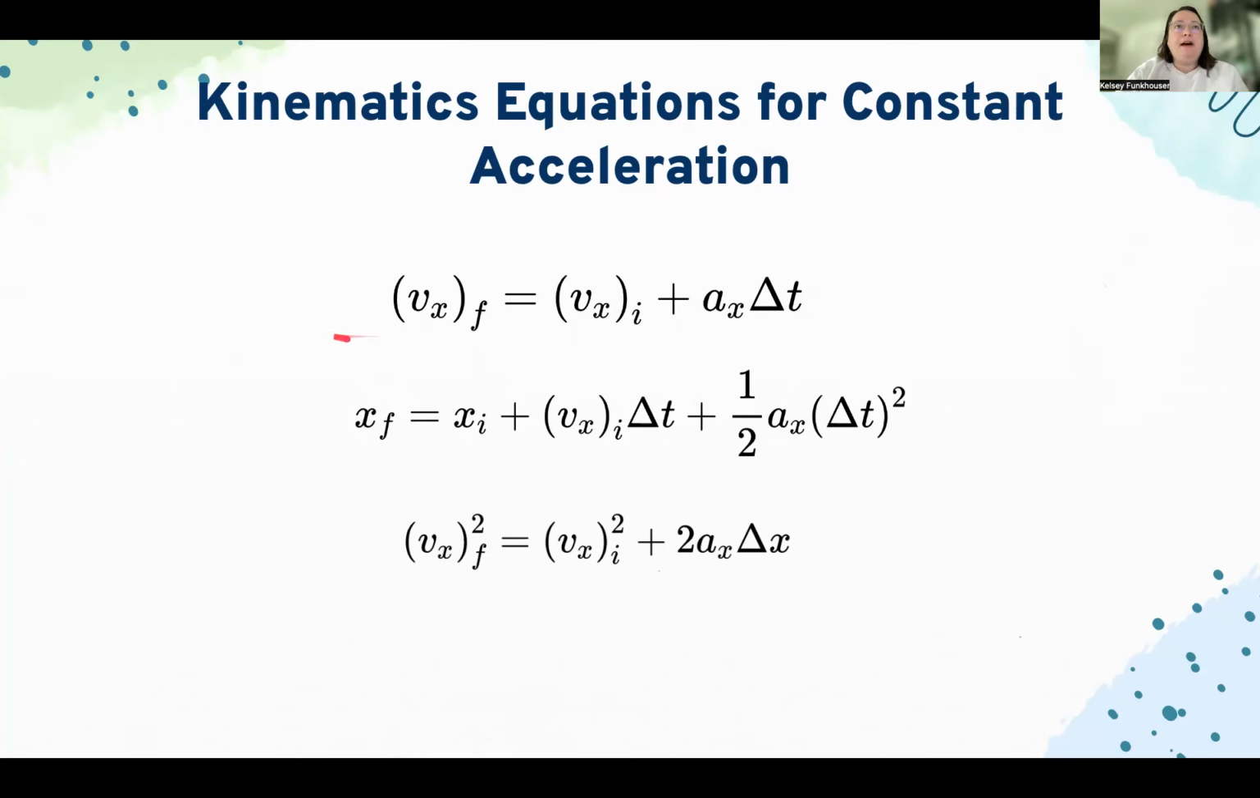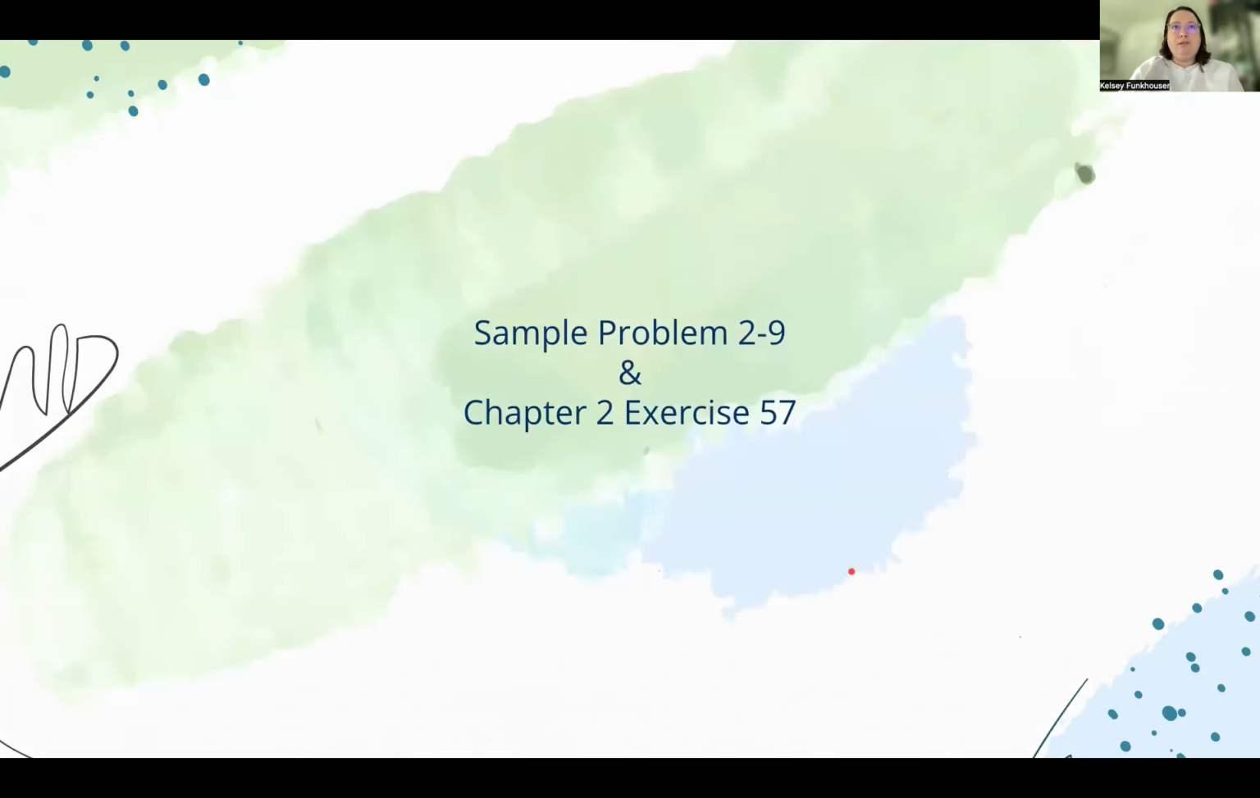So just to review them, the final velocity equals the initial velocity plus the acceleration times the time interval. Then we have the final position. This is the long kinematics equation. The final position equals the initial position plus the initial velocity times the time interval plus 1/2 the acceleration times the time interval squared. And finally, the final velocity squared equals the initial velocity squared plus 2 times the acceleration times the displacement. So now I have 2 examples for you where we will use those equations.